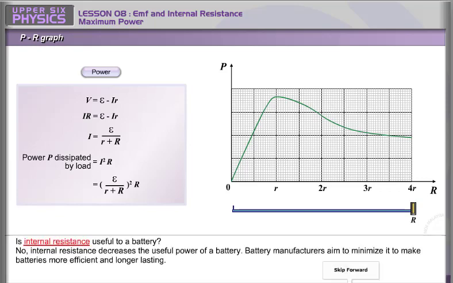Now, is the internal resistor useful to a battery? No, because internal resistor decreases the useful power of a battery. So nowadays, battery manufacturers aim to minimize the internal resistance, so that the battery becomes more effective and can last longer.